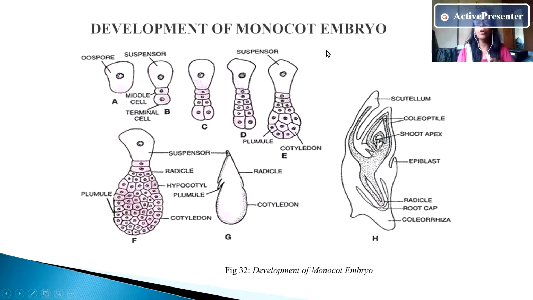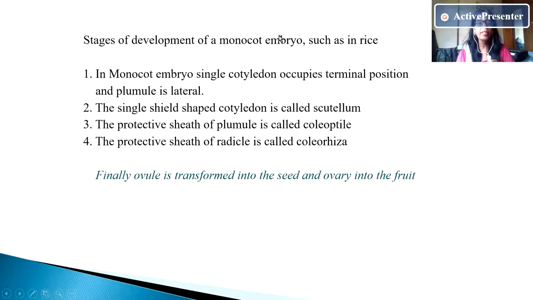Development of monocot embryo. See, it is a little different from the dicot embryo. Stages of development of monocot embryo, such as in rice. In the monocot embryo, the single cotyledon occupies a terminal position and the plumule is lateral. And the single shield-shaped cotyledon is called scutellum. The protective sheath of the plumule is called coleoptile and the protective sheath of the radicle is known as coleorhiza. See here in the diagram.